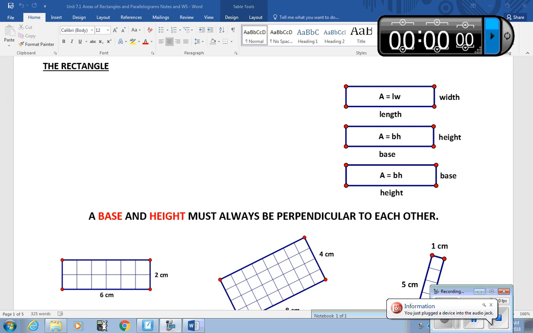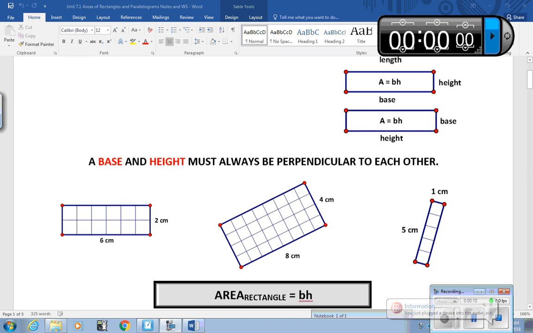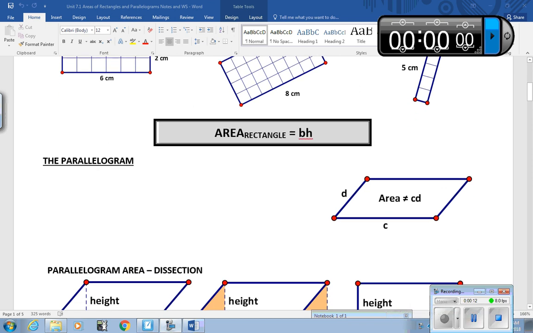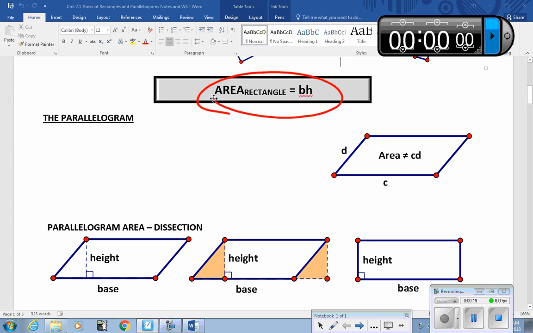Alright guys, we're going to look at Unit 7.1. It talks about the area of rectangles and parallelograms. So, the formulas are on the front page. The formula right here, it's the same for both of them. And you're basically multiplying the base times the height.